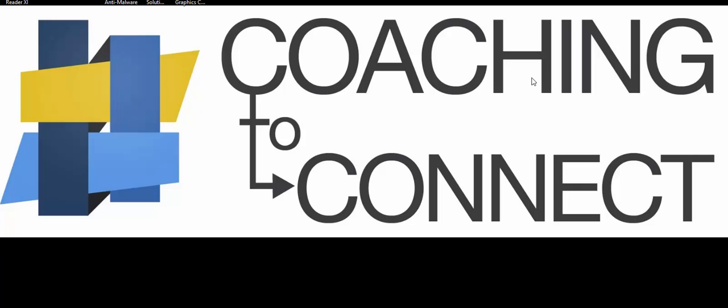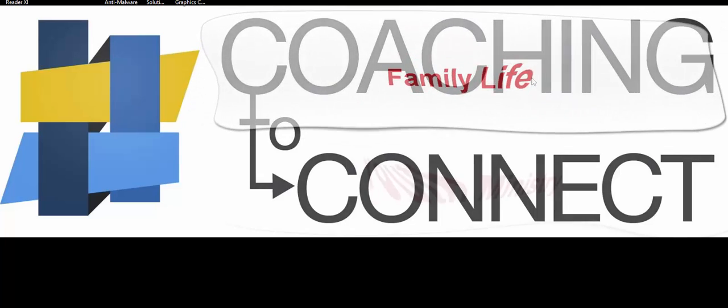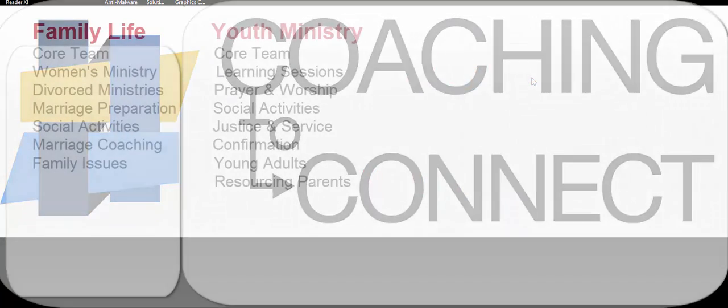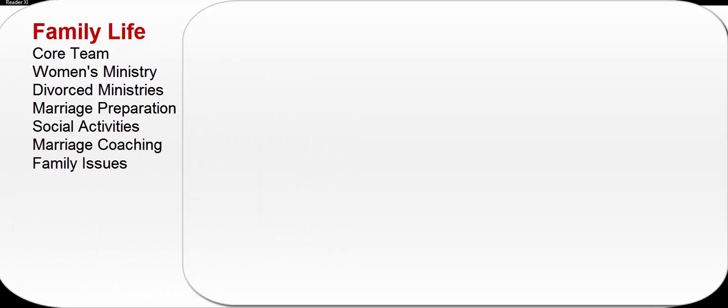I'm going to use an example from a church I'm working with to develop programs, initiatives, and resources in two key project areas: family life and youth ministry. For this particular church, I would create two lists since there are two distinct project areas. So the first is family life. And in this list, I would add all the programs and initiatives that are related to the family life project, such as developing a core team. In this church, they developed a women's support ministry, divorced ministries, marriage preparation, social activities, marriage coaching, and family issues.